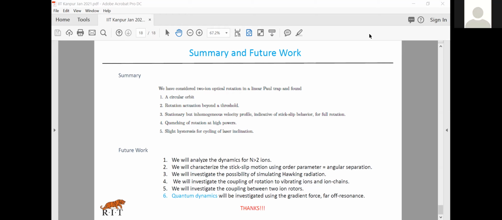Yes, just two quick questions. One is, in all this work that you had, the theory doesn't really involve the vibrations coupling into the rotations of the ions, right? Or is it simply the rotation and just a pseudo potential coming from this?